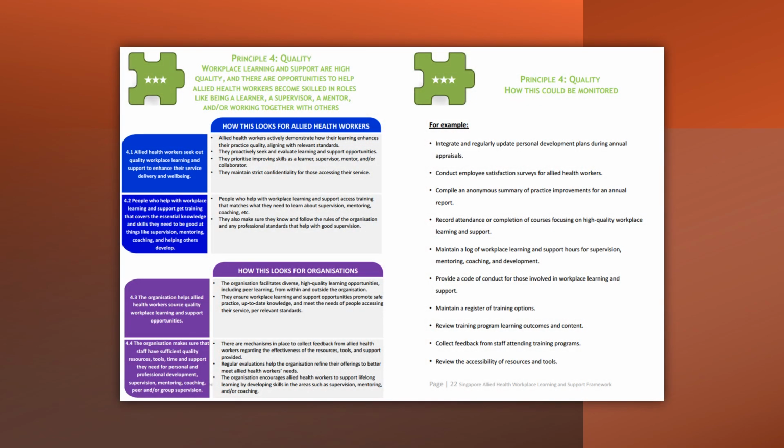So Principle 4 around quality, again, you are looking at how this looks for allied health workers and for organisations, and then how it could be monitored. One of the things that we find very important within this framework is that dual responsibility between individuals but also the organisations. So we really do see this as a collaborative effort between both parties in order to ensure that the workplace learning and support offer is meeting the needs and is also of sufficient quality.